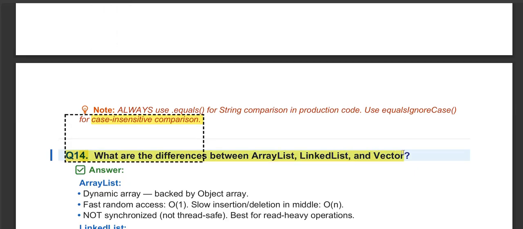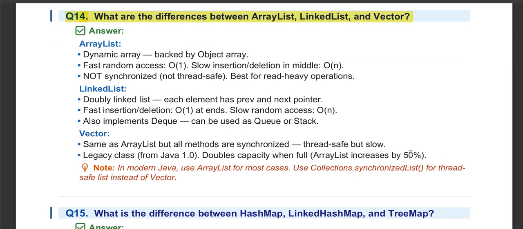What is the difference between array list, linked list and hash map? Array list is dynamic. It is a dynamic array backed by an object array. Fast random access. Insertion and deletion are slow, often not synchronized, best for read-heavy operations.